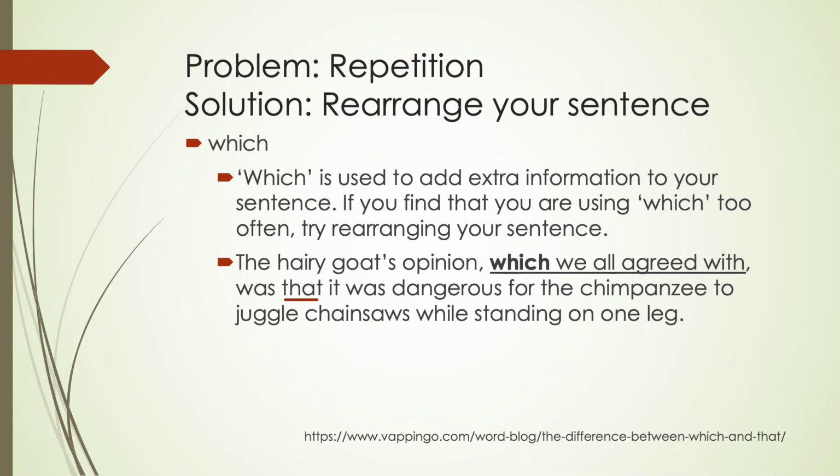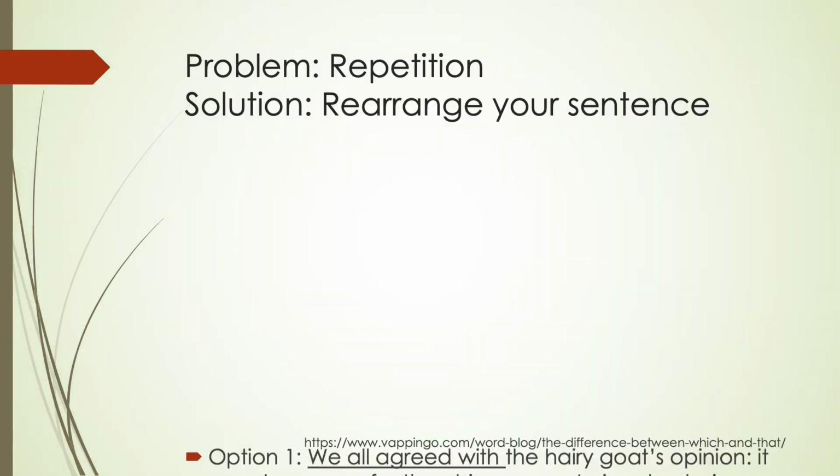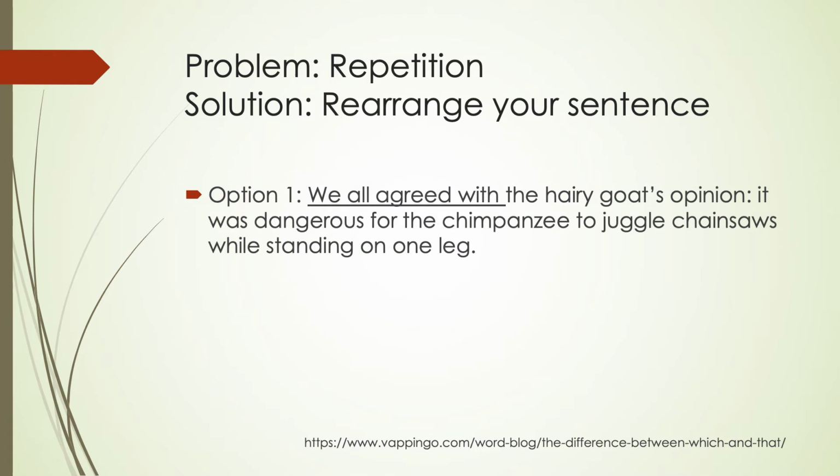And we also have that. Here's a picture of a chimpanzee standing on one leg juggling chainsaws. Very dangerous indeed. Let's look at option number 1. We all agreed with the hairy goat's opinion. It was dangerous for the chimpanzee to juggle chainsaws while standing on one leg. So we have a colon, and in a couple of weeks, I'll be doing a session on punctuation where we will discuss how to properly use a colon. And we also have we. In our academic papers, we don't want to use personal pronouns.